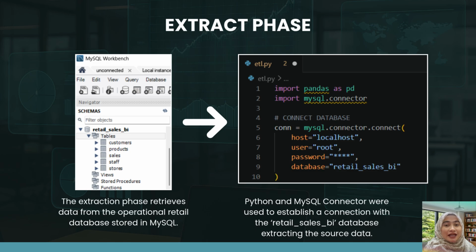During this phase, the data was retrieved from the operational retail database stored in MySQL. The source database consists of several tables including customer, product, sales, store, and also staff. Python together with MySQL connector was used to establish a connection with the database before extracting the required data. And then the extracted data was stored in pandas data frames for further processing in the next phase.